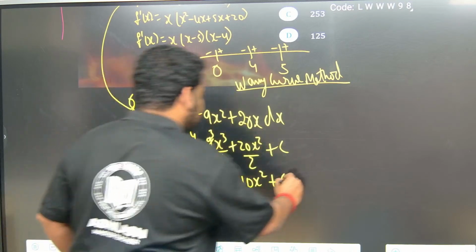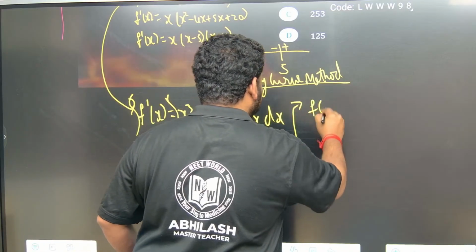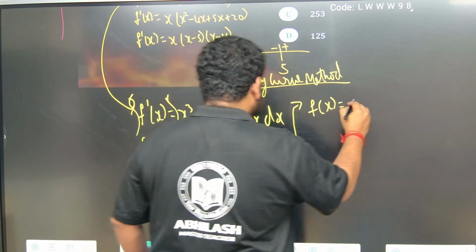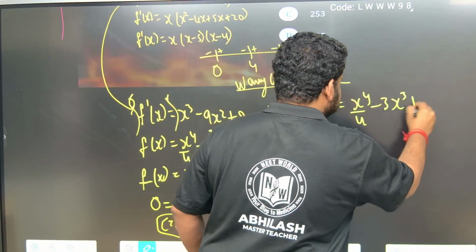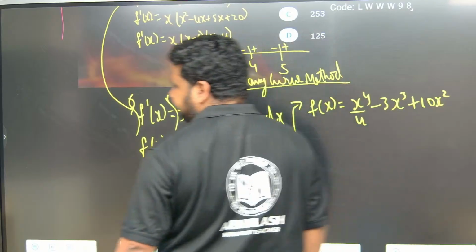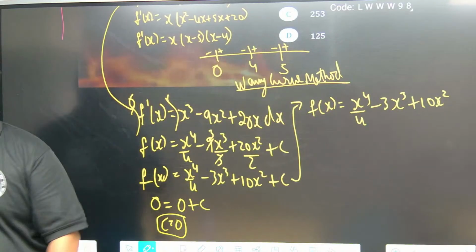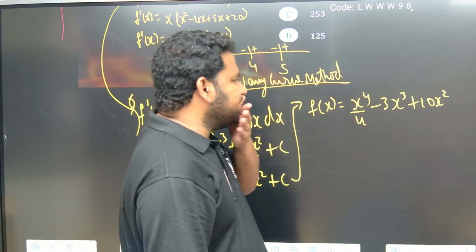So ultimately, what will this function be? f of x will be equal to x power 4 by 4 minus 3x cube plus 10x square. This is what I will have. Now what should I do, friends?